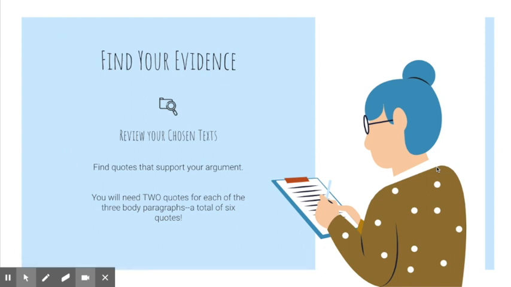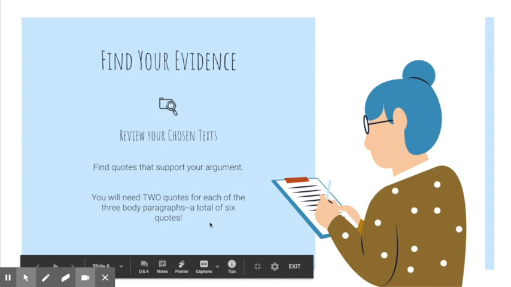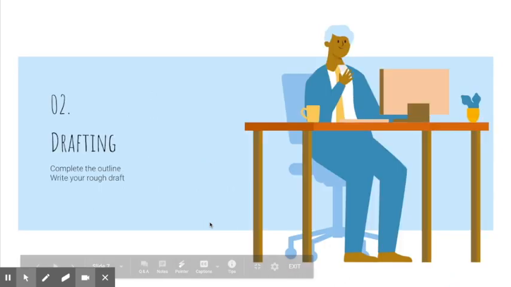Okay, so find your evidence. Review your chosen texts. Find quotes that support your argument. You will need 2 quotes for each of the 3 body paragraphs, a total of 6. Okay, then you have drafting.